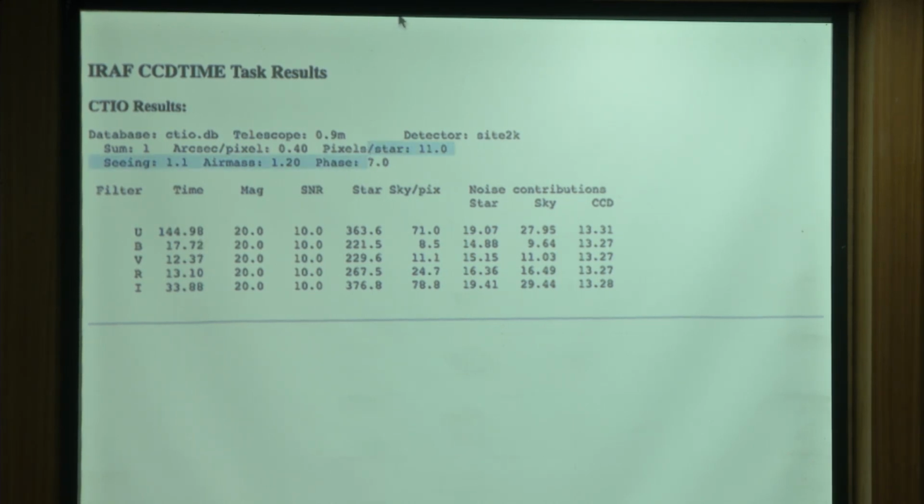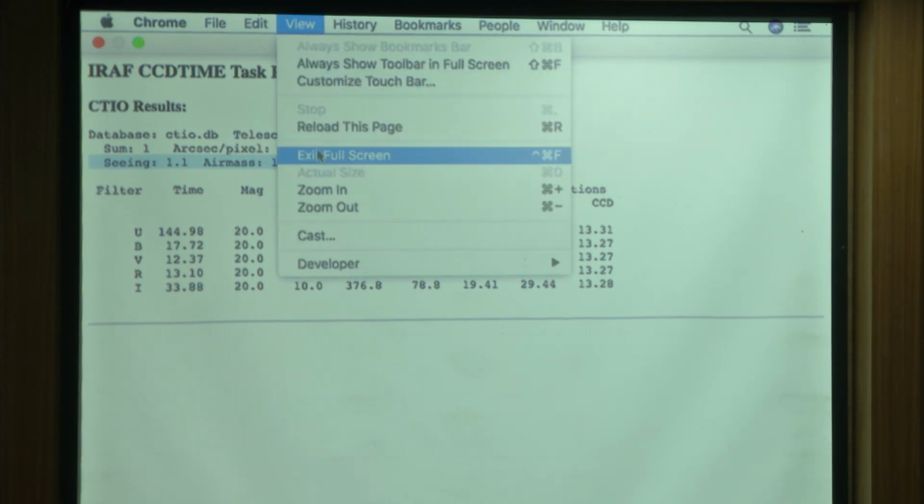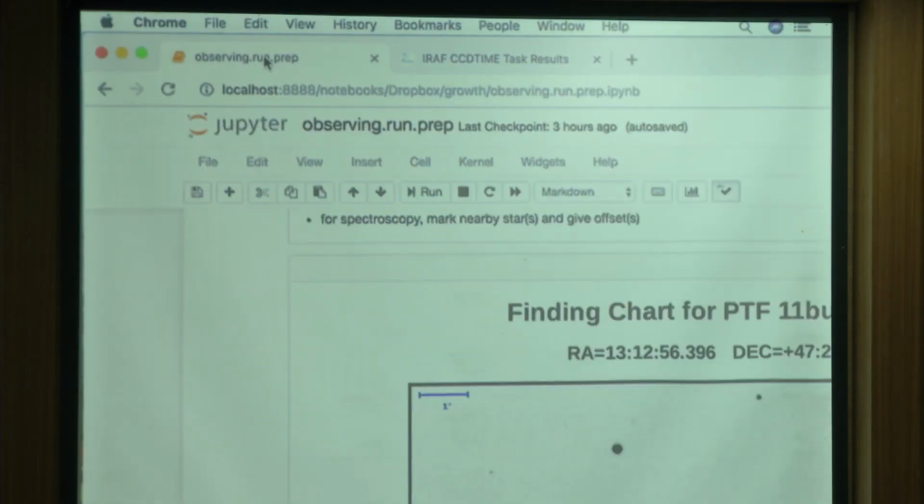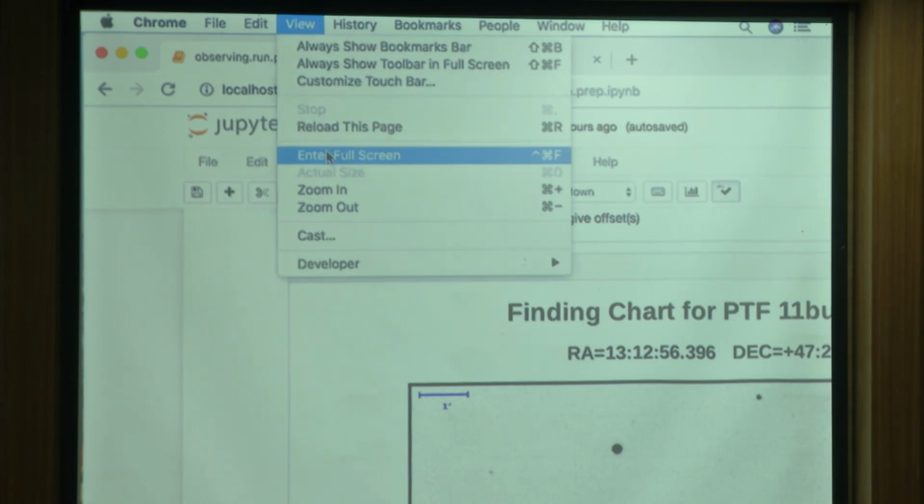All right, now how the hell do I get back to the other thing? Full screen, go to this tab, view full screen. Okay.